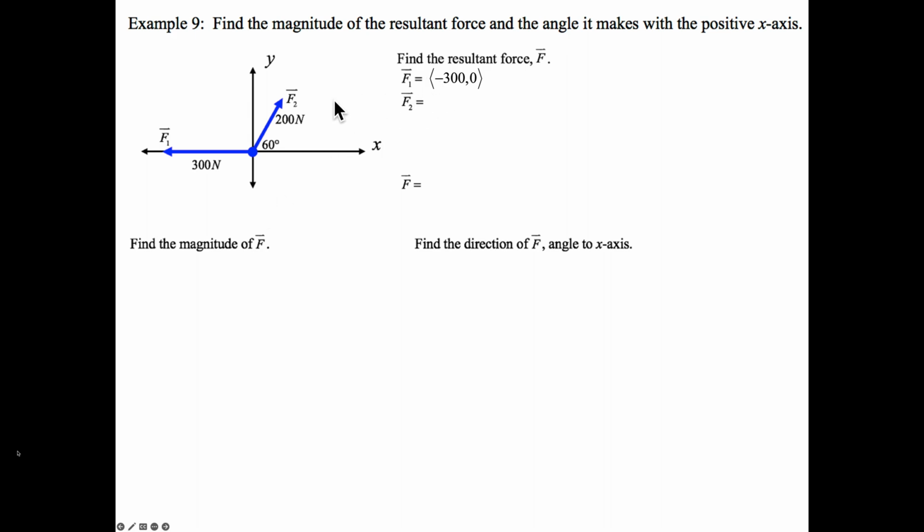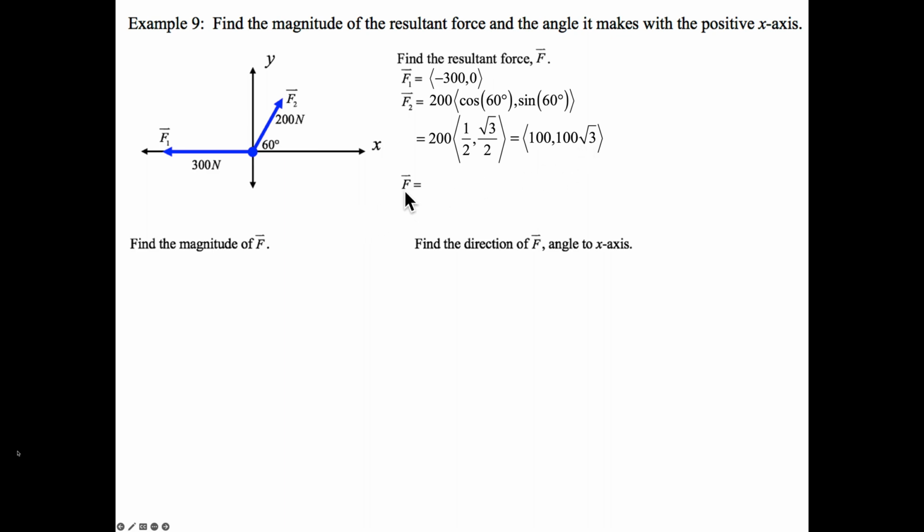For F2, that's going to be that distance, 200 newtons right there. Okay, that's my magnitude. So 200 times my component form of cosine 60 degrees, sine of 60 degrees, which again, those are special 30, 60, 90 angles. Cosine of 60 degrees, that's going to be 1/2. Sine of 60 degrees is radical 3 over 2. So if we multiply in the 200, that'll cancel with the 2. So we'll have 100 and 100 radical 3 or square root of 3 for the y component.